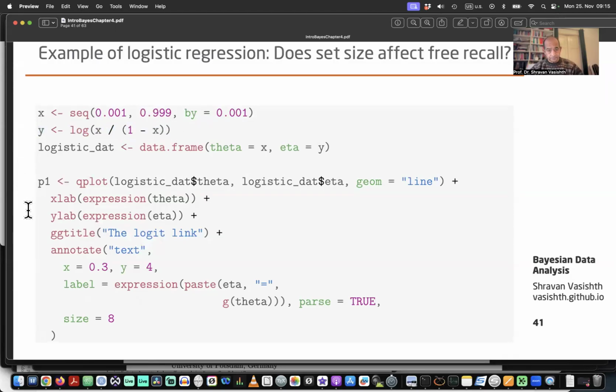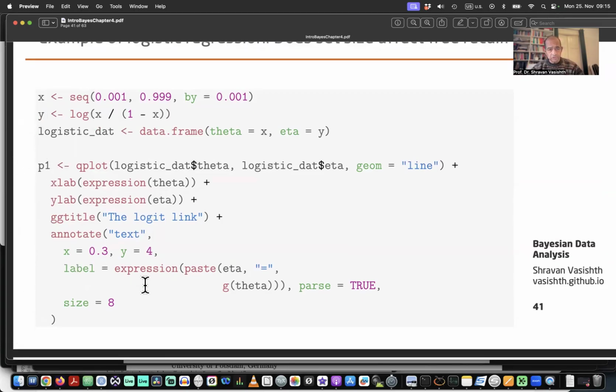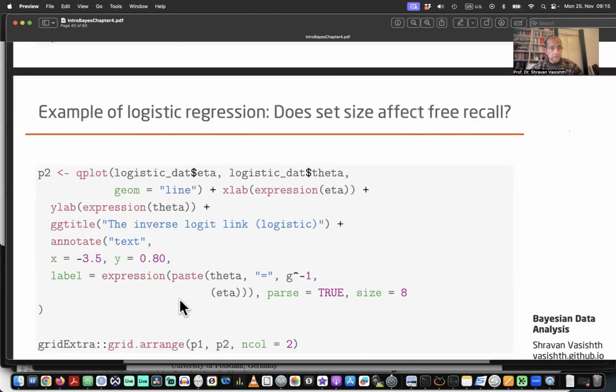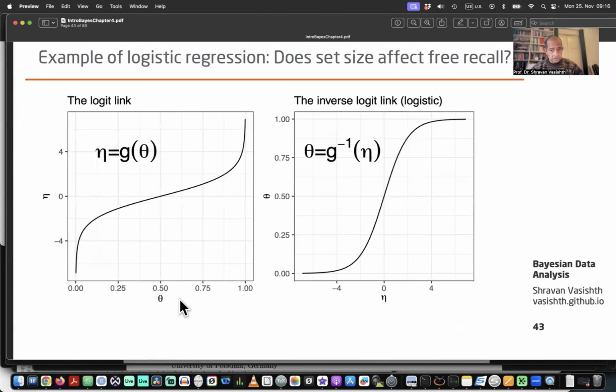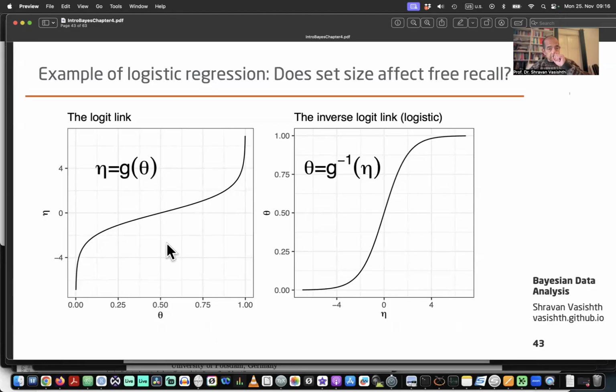And so what I'm going to show you now is the relationship between the probability values x and the log odds values y, right? And these are two plots. I won't go through the code here. You can look at it yourself. I'll show you the end product of these two pieces of code, right? P1 and P2, these figures. So P1 is this figure and P2 is this figure. In P1, I'm plotting the relationship between the probability, those are the X values, and the log odds, those are the Y values.